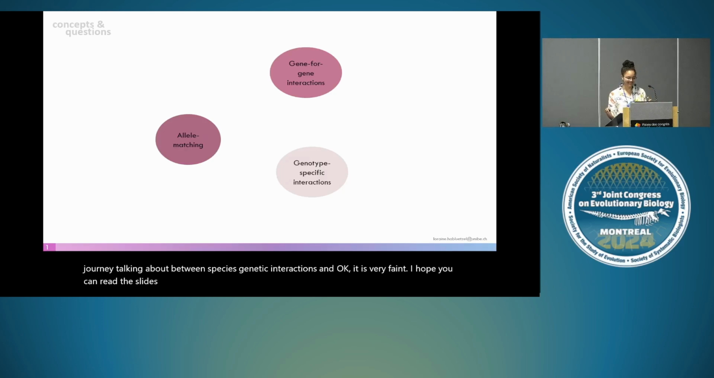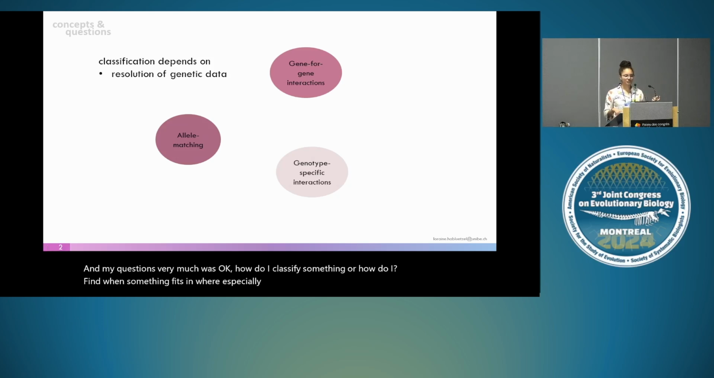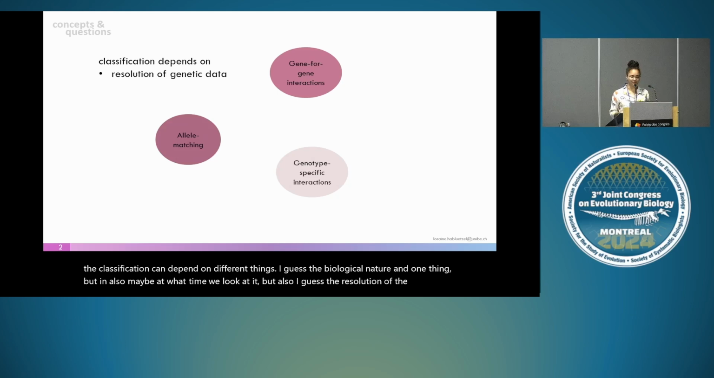So this is basically the product of the first year of my PhD, where I was reading about these different kinds of interactions. I was reading up on gene-for-gene interactions, allele matching, genotype-specific interactions, and so on. And my question very much was, okay, how do I classify something, or how do I define when something fits in where? Especially since we already heard in the introduction that the classification can depend on different things, I guess the biological nature in one thing, but then also maybe at what time we look at it, but also, I guess, the resolution of the genetic data we have available.